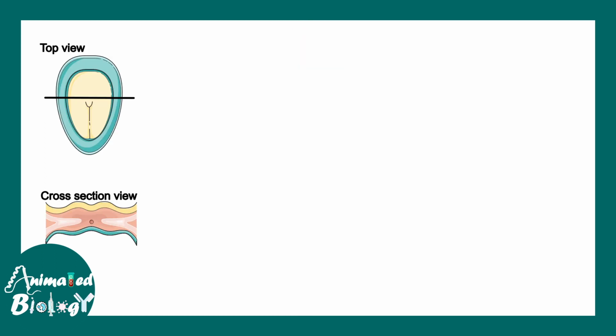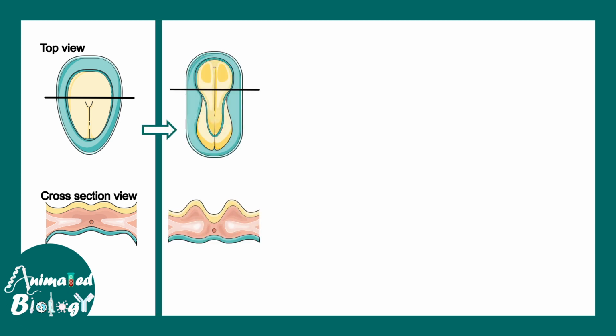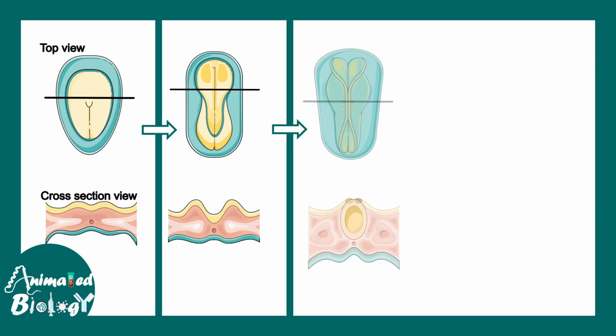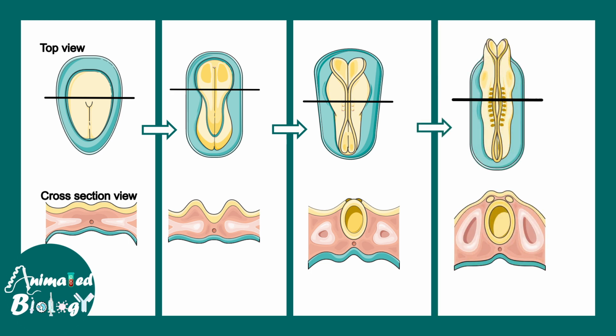So let me summarize. By looking at a top view and a cross-section view, you can see how these flat sheet of ectodermal cells are defined as neuroectoderm, and they fold into a form of tube. And this neural tube is the precursor for our entire nervous system, including the brain and the spinal cord.